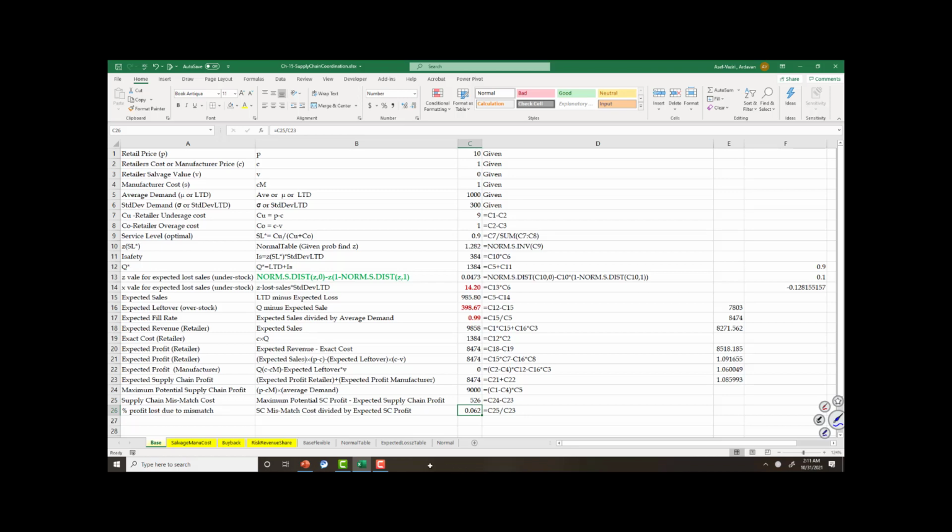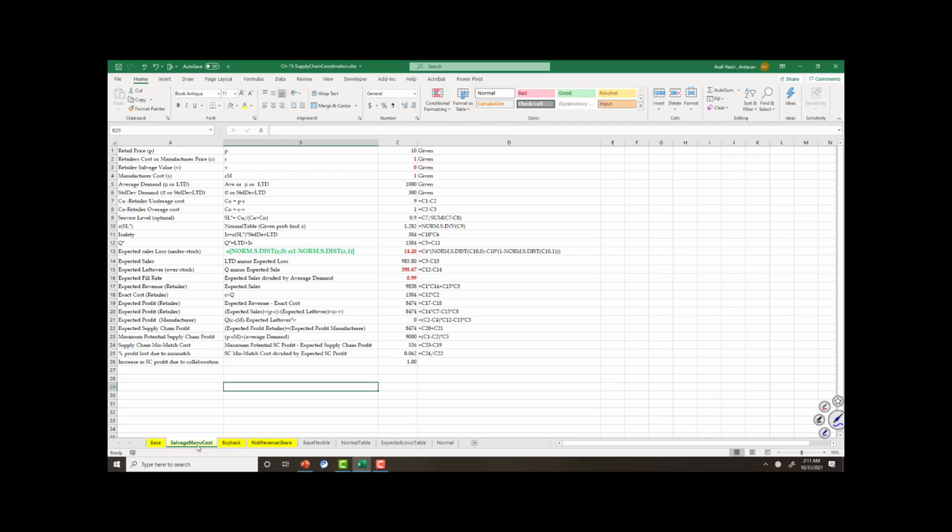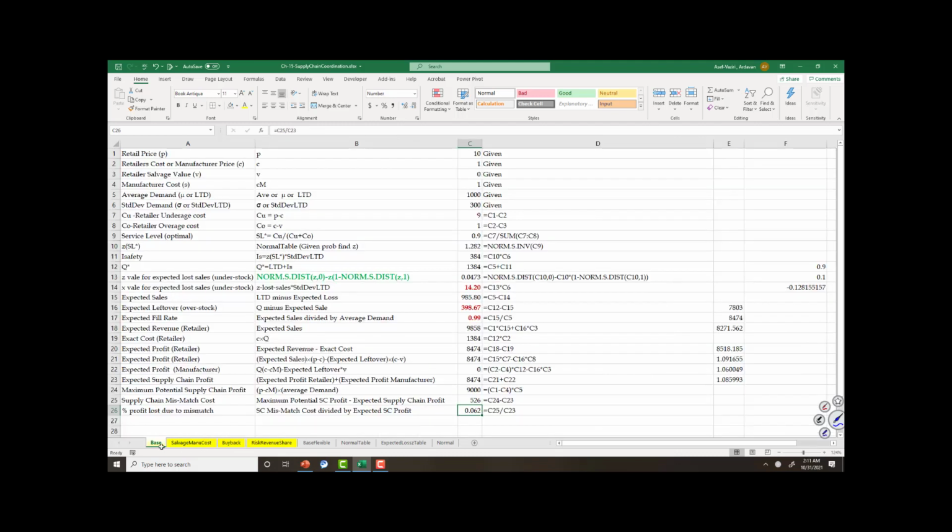Then we discussed a buyback. We said, okay, if we set the price for the retailer equal to the cost for the manufacturer, the manufacturer makes nothing, so they may come and agree on an intermediate price, or they can share revenue.